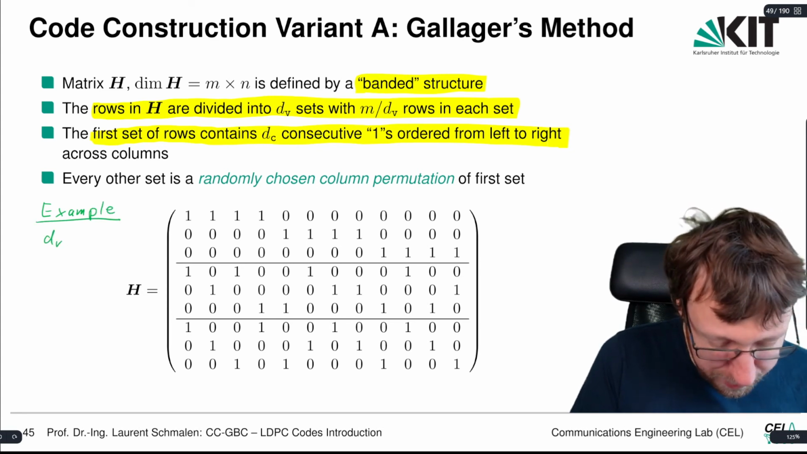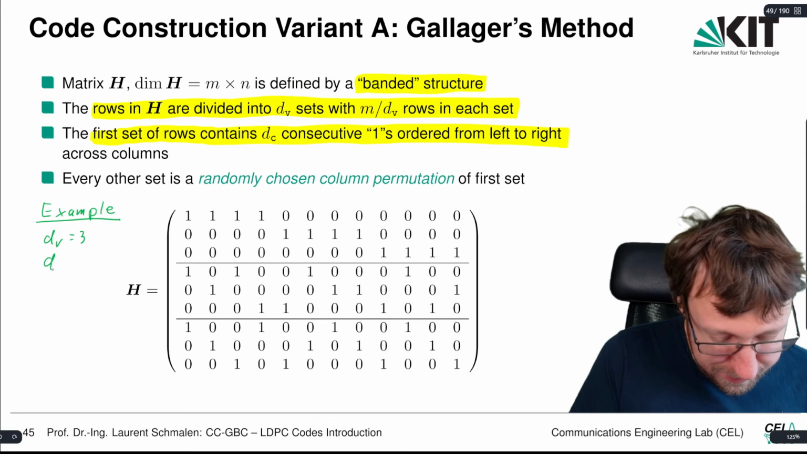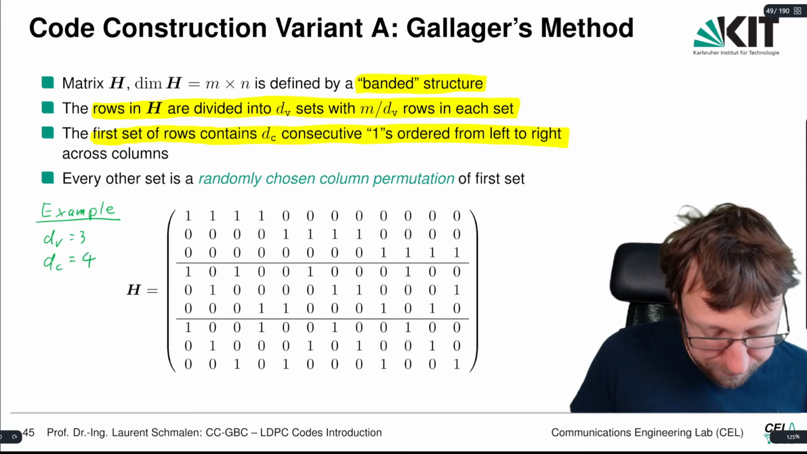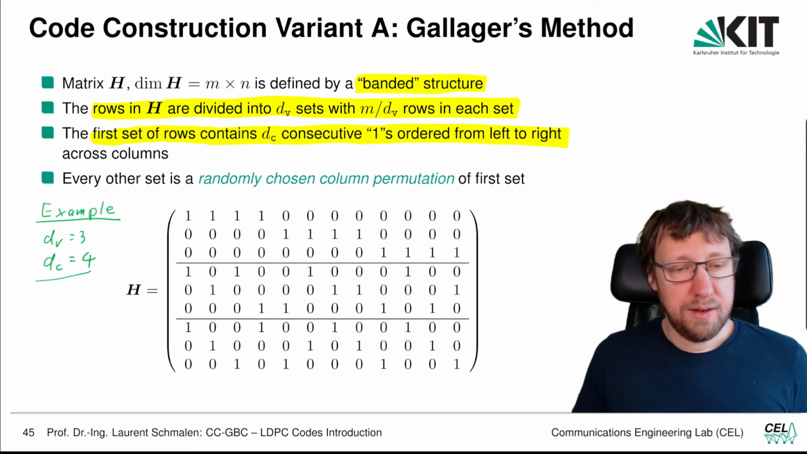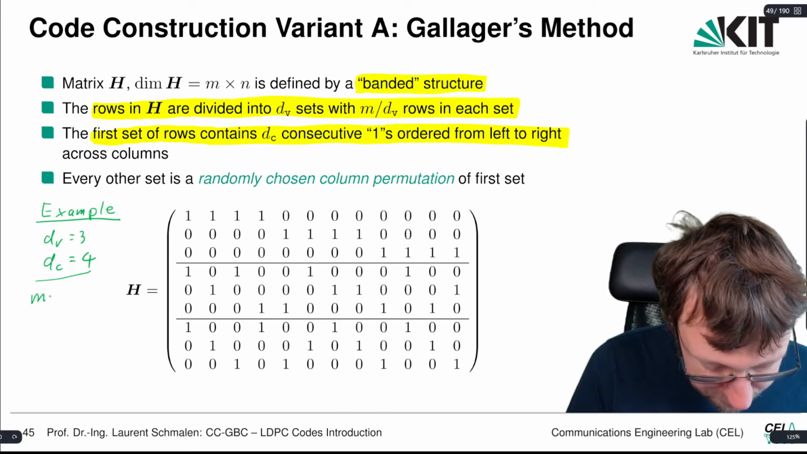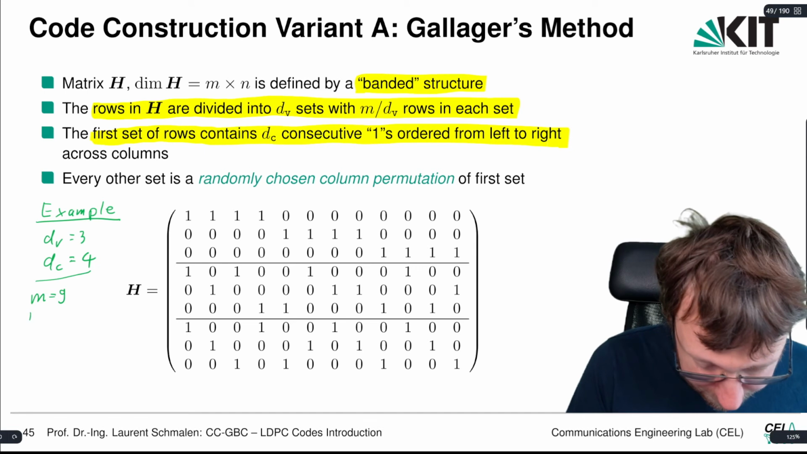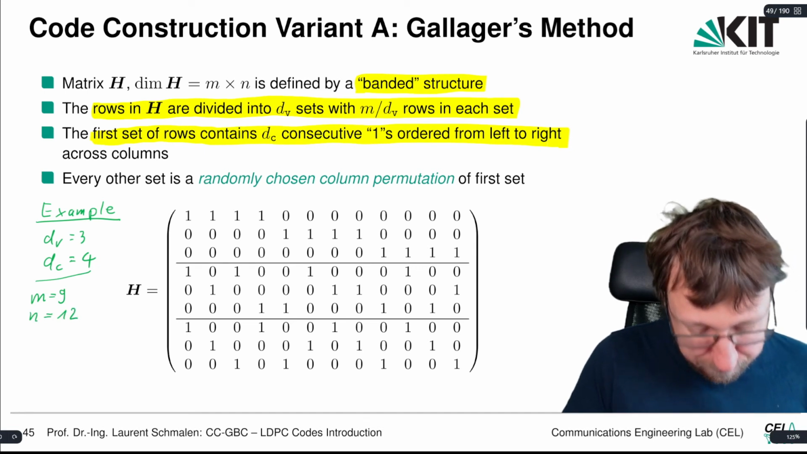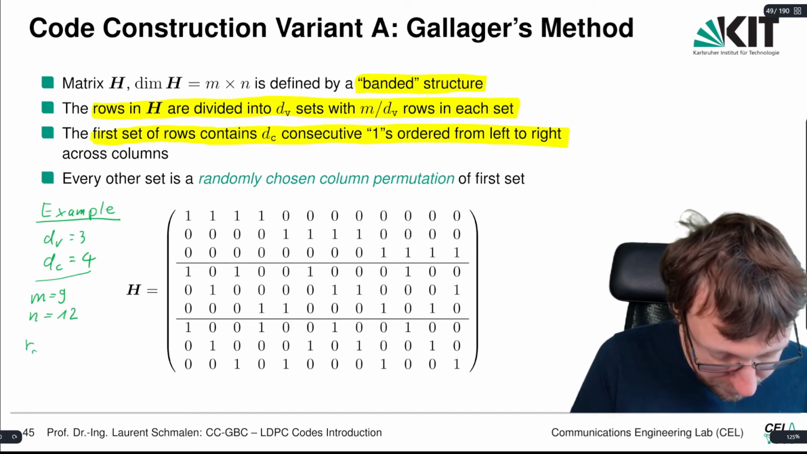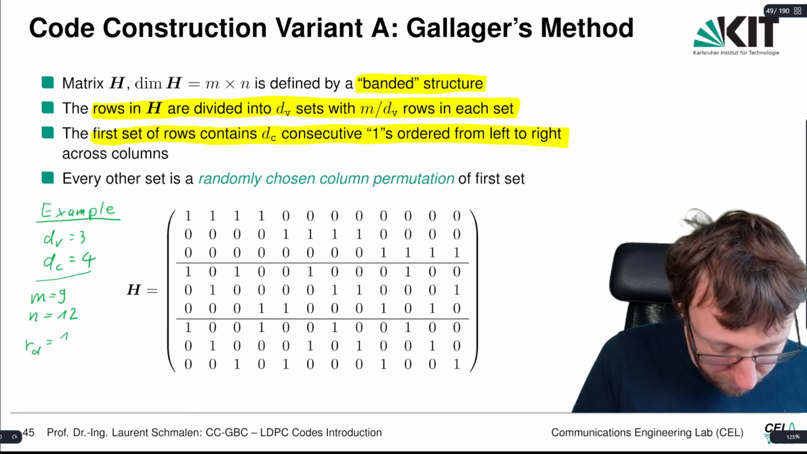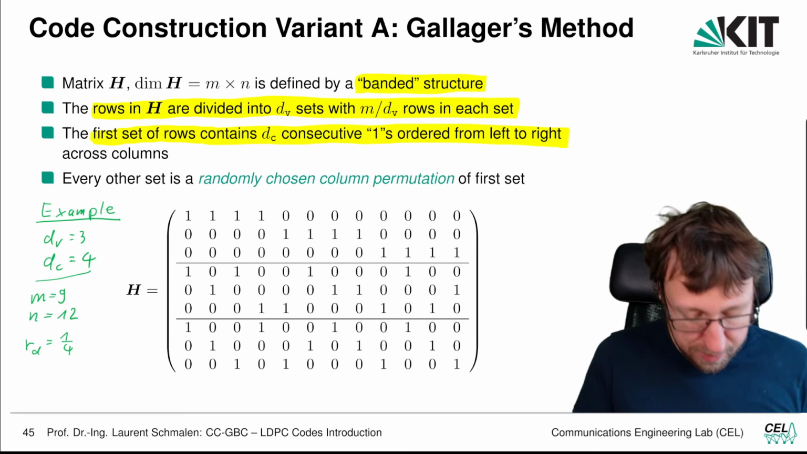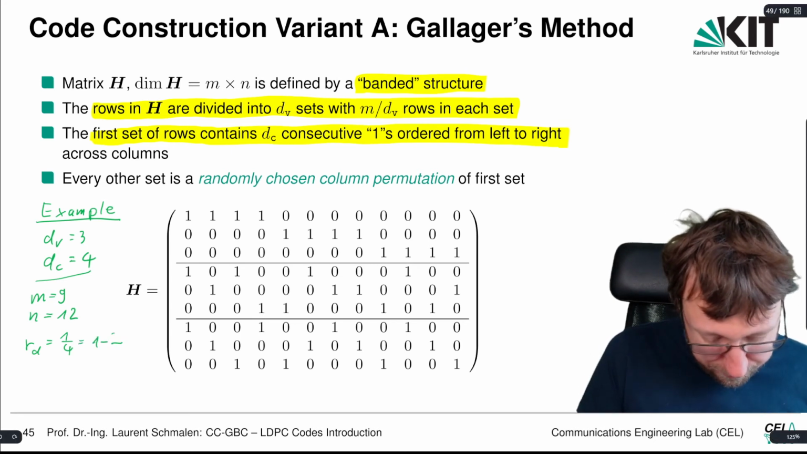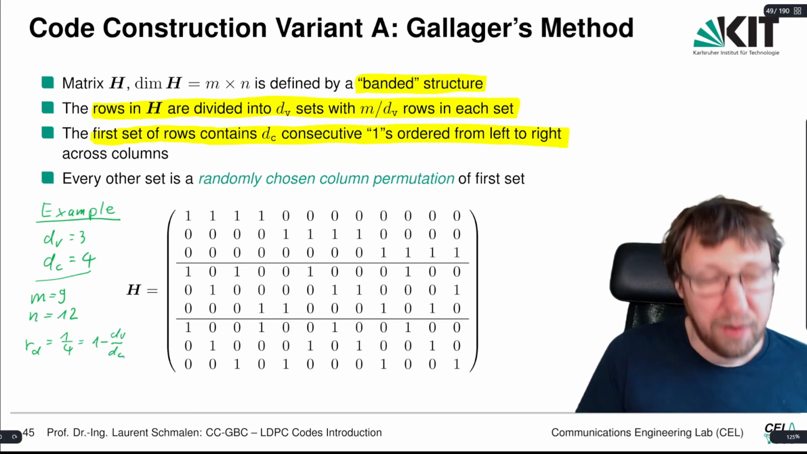We have dv equals 3 and dc equals 4. So what we do is, we have m equals 9 and n equals 12. And the design rate of the code is 1/4, since it is 1 minus dv over dc. So 1 minus 3/4, which is 1/4.